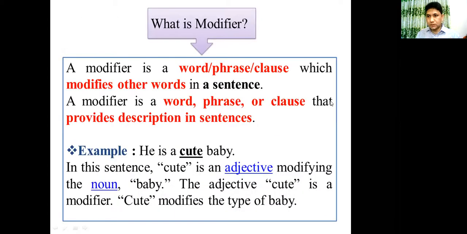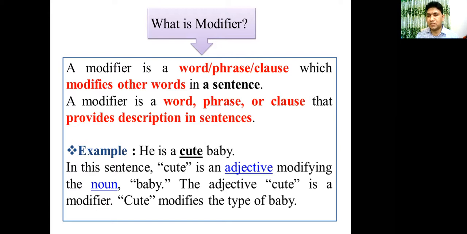Okay, let us have a look. What is a modifier? At first, you have to have a basic idea about what a modifier is. Have a look on the screen. A modifier is a word or phrase or clause which modifies other words in a sentence. So what do you understand by the word modifier? You see, a modifier can be a word or a phrase. You know that a phrase means a collection of words without having a subject and verb. A modifier can be a clause which modifies other words in a sentence.